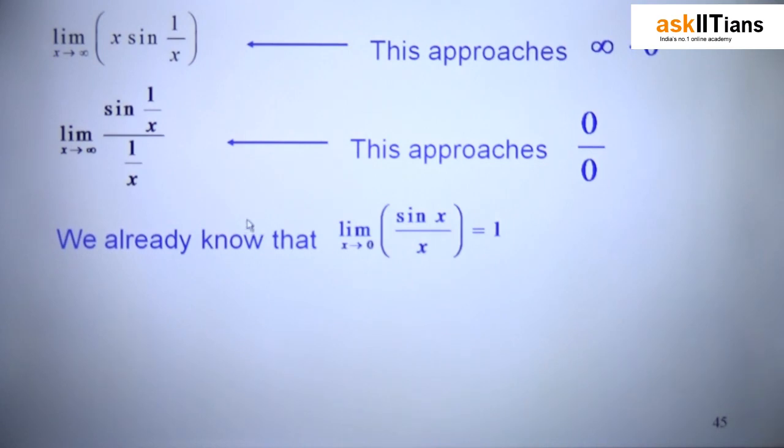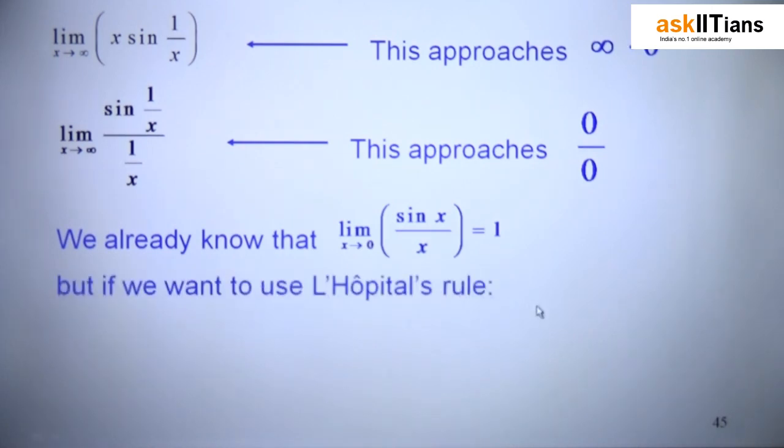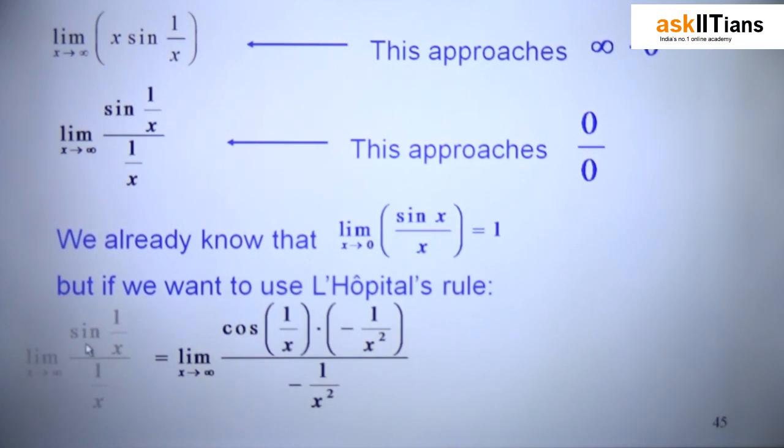But there is a standard result that we know: when the limit x tends to 0, sin x by x always gives the value 1. But in this case, we would love to find out the answer using L'Hopital's rule. So how do we do L'Hopital's rule? We'll take the differentiation of sin 1 by x.